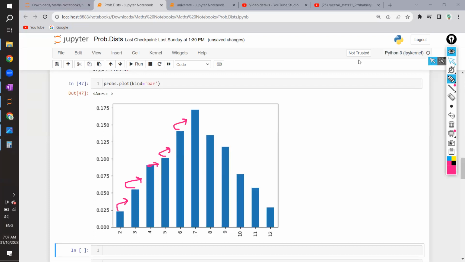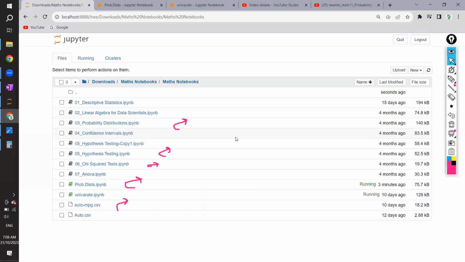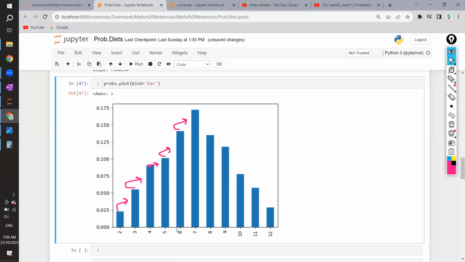Because 6 can occur in 5 ways, but 4 can occur only in 3 cases: 3 plus 1, 2 plus 2, and 1 plus 3. But to get 6, there are many ways. So the bar for 6 should be greater than the bar of 4. Similarly, 5 should be greater than 4, like that.